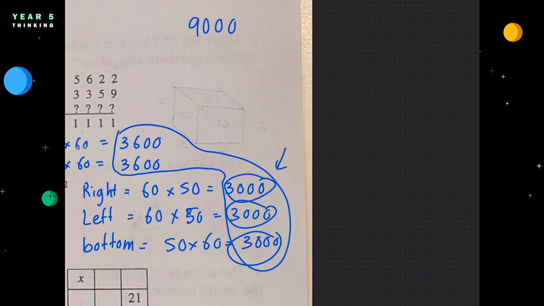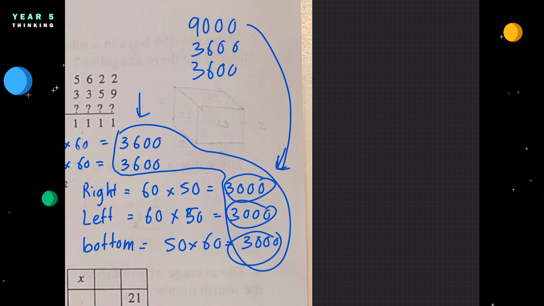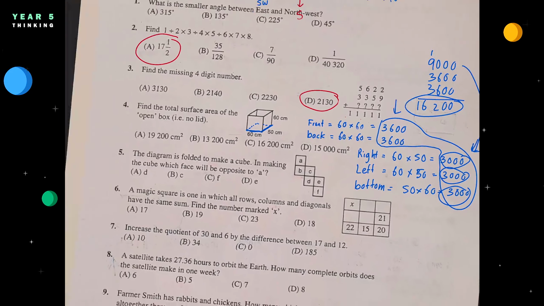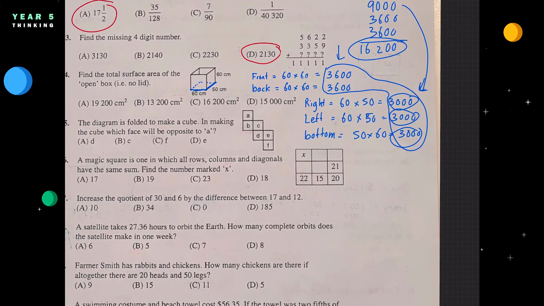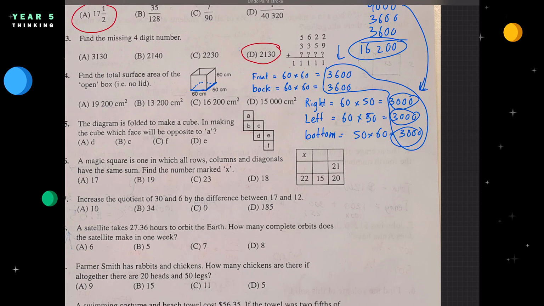So 9,000 added with these two together, which make 7,200. If you're not sure about that, let's do it step by step. We can say 3,600 plus 3,600. The 9,000 is just all of these added together. I've added them up very quickly. It's easy. Now we add these up. 6 plus 6 is 12. Carry the 1. That's 10 plus 6 is 16. So your answer should be 16,200, and that's your answer.